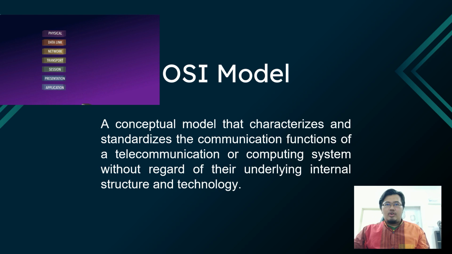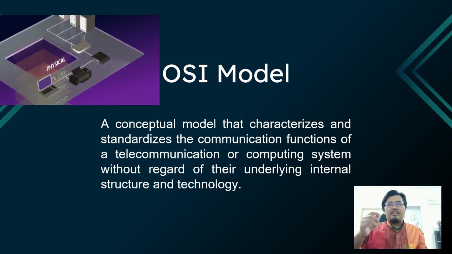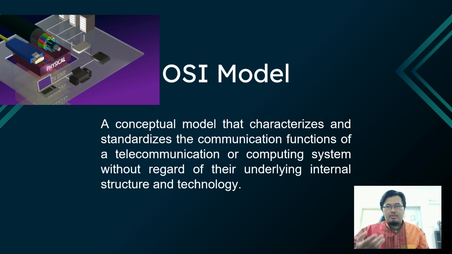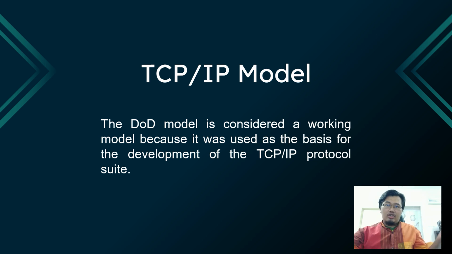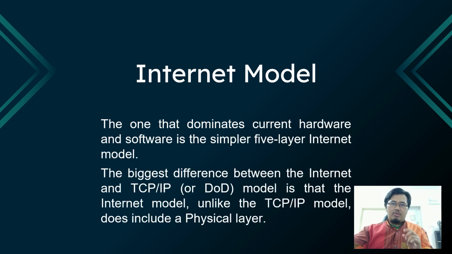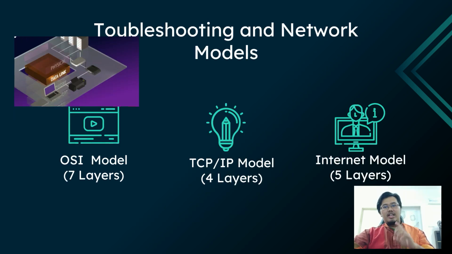We already know that the OSI model is a conceptual model that characterizes and standardizes the communication functions of a telecommunication or computing system without regard to their underlying internal structure and technology. And also, the TCP/IP model, the DoD model, is considered a working model because it was used as the basis for the development of the TCP/IP protocol suite. In addition, the Internet model is the one that dominates current hardware and software. The biggest difference between the Internet model and the TCP/IP model is that the Internet model, unlike the TCP/IP model, does include a physical layer, which means the Internet model has 5 layers, but TCP/IP only has 4 layers.